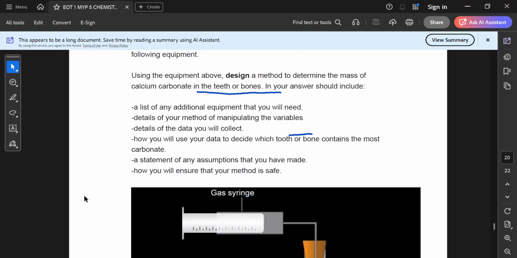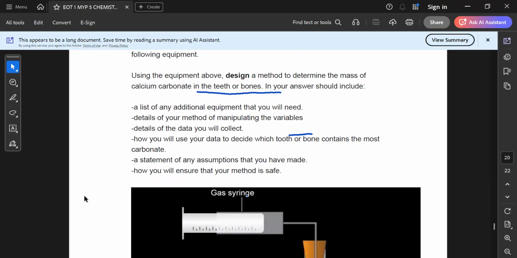Then, how will you use your data to decide which tooth or bone contains the most carbonate? Now you are evaluating. You're using bones of the same mass from different animals, and you are measuring the amount of carbon dioxide. So how will you tell which animal had the highest calcium carbonate? It is simple. You can tell by basing on which experiment or which bone produced the highest amount of carbon dioxide. Where you have more carbon dioxide, it implies that bone came from an animal that had the highest amount of calcium carbonate. So you follow them as they are.